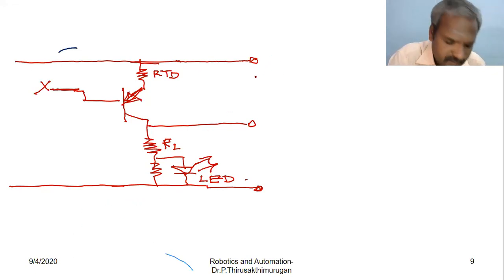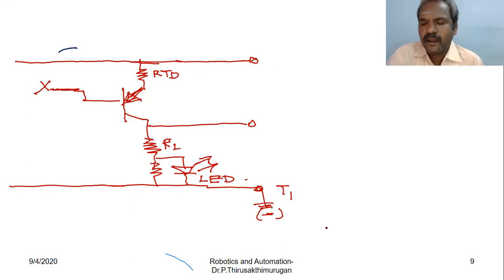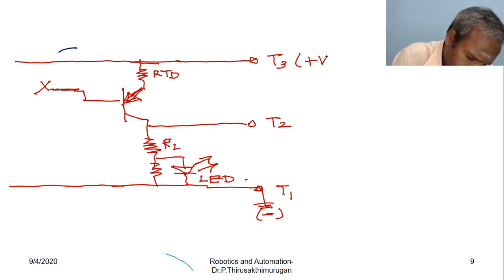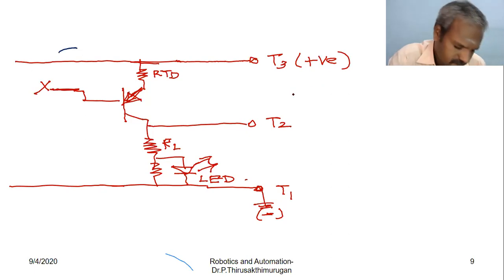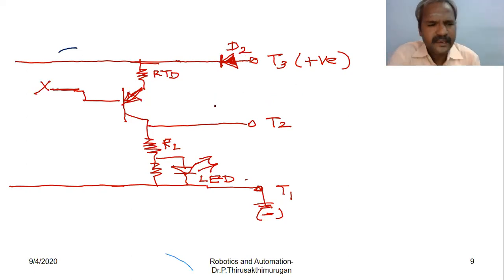Say this is T1, T2, T3. Terminal T1 is the ground terminal, or either way you can take it as the minus terminal or ground terminal. So this is T2. This is T3. T3 is the positive terminal. So here we use one diode in this circuit. This diode is D2, because already in the demodulator we used one diode. That is D1, here is D2.